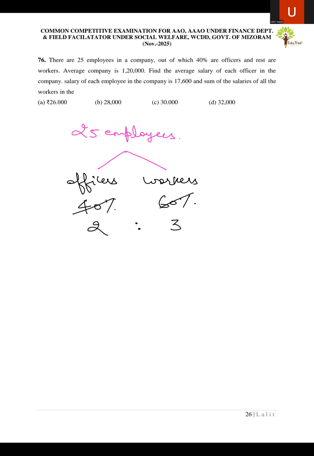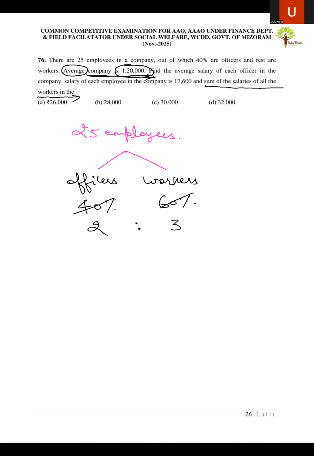They're saying average salary of each employee in the company and the sum of salaries of all the workers. All right. So this is the sum of salaries of all the workers in the company. This is what the question is from here and then this part. The sum of salaries of all the workers in the company is 1,20,000.